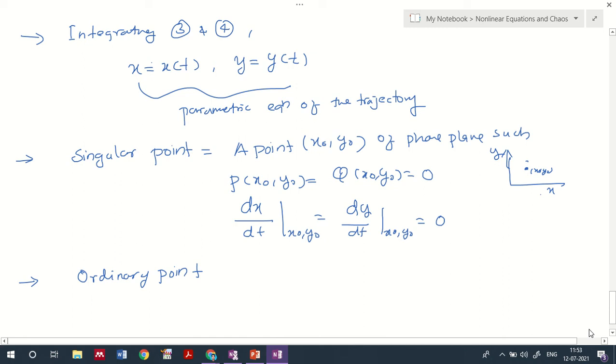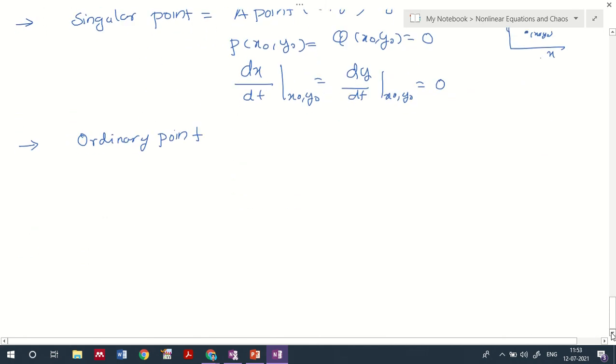Okay, what is an ordinary point? For example, in the case where p of x0, y0 equals q of x0, y0 equals zero, it means that at this point p of x, y and q of x, y are both vanishing.